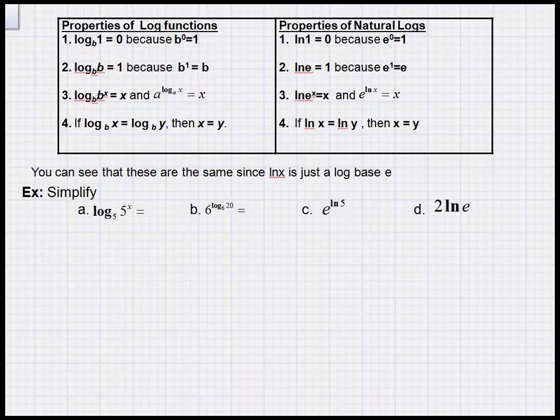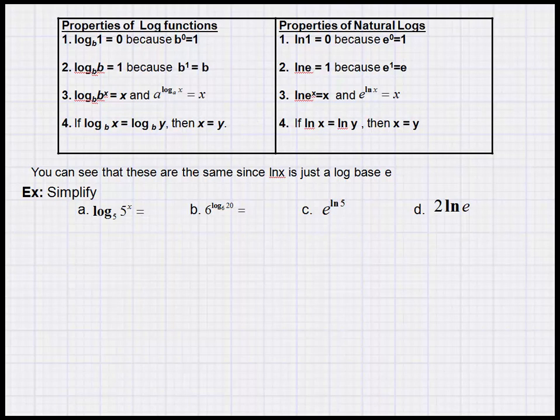So let's look at the first one, and I gave you 2 tables here to look at. One for logarithms in general, and one specifically for natural logs. Now they're the same exact properties. The only thing is that for natural logs, we write the notation a little differently with the ln. So it might look different, but it's really the same. That's why I put them side by side.